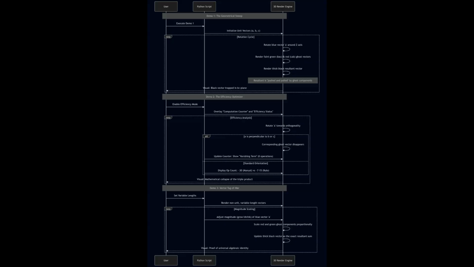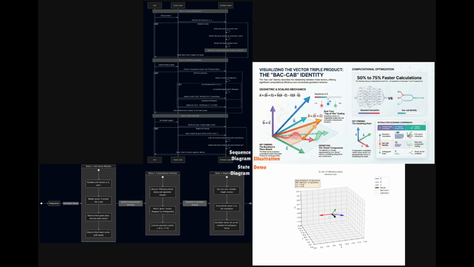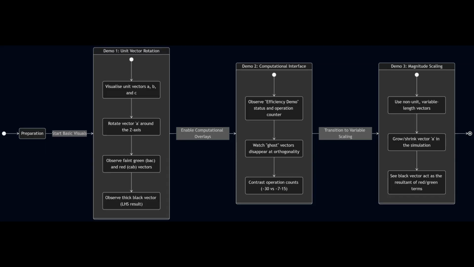Universal state, vector tug-of-war. The final stage moves to non-unit, variable length vectors, proving that the identity is a universal algebraic truth rather than a unit vector trick.